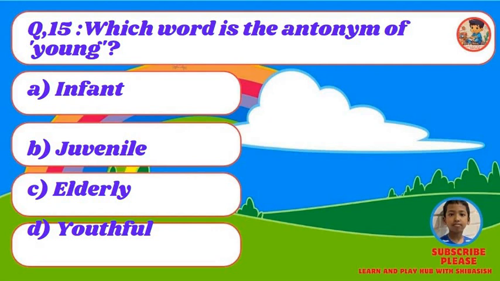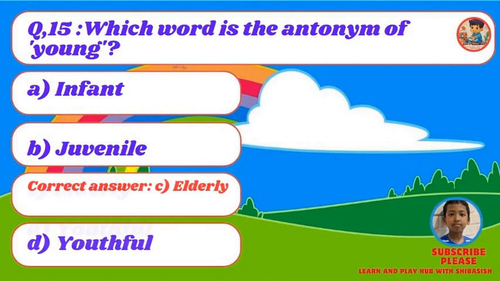Question 15. Which word is the antonym of young? Option A, infant. Option B, juvenile. Option C, elderly. Option D, youthful. The correct answer is elderly.